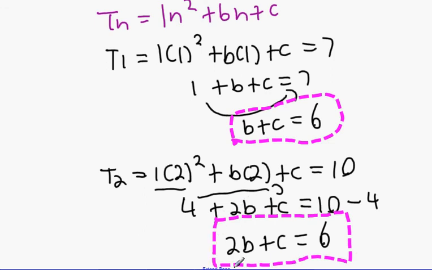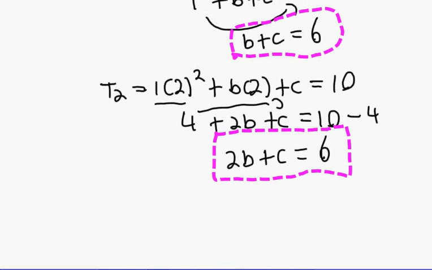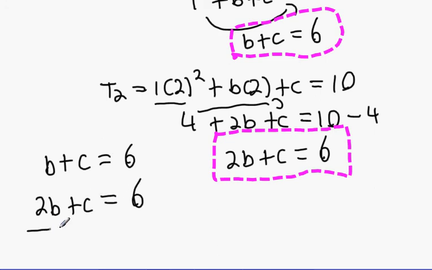Now you've got to do a simultaneous equation. Does anybody remember how to do simultaneous equations? Anybody at all? You write down b plus c equals 6, and you write 2b plus c on top of it. What you need to do is, when you add down at the moment, what happens? It becomes 3b plus 2c equals 12.